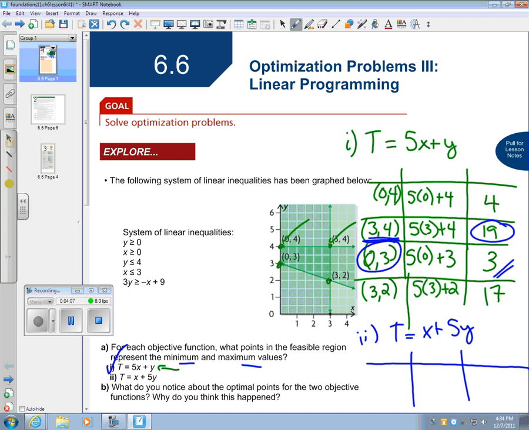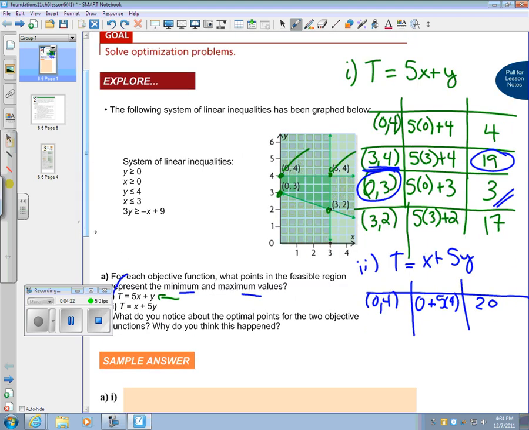First, let's do the point 0, 4 again. We have x, which is 0, plus 5 times 4. 5 times 4 is 20. Running low on space. Let's try the point 3, 4. I go 0, nope, x is 3, plus 5 times 4. So 20 plus 3 is 23.